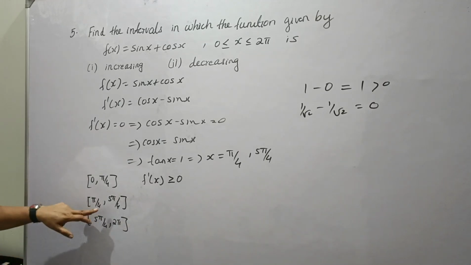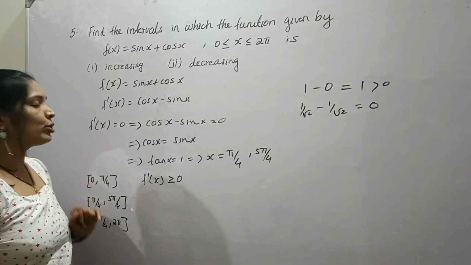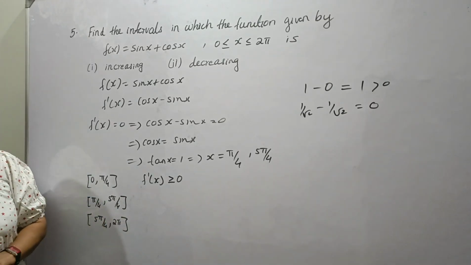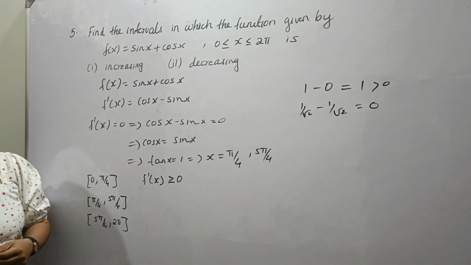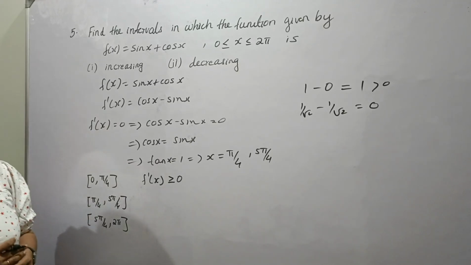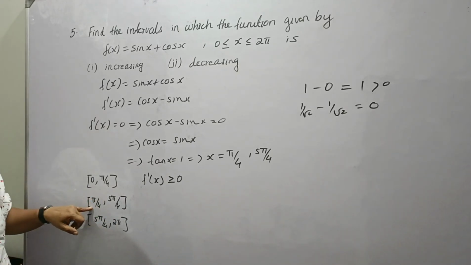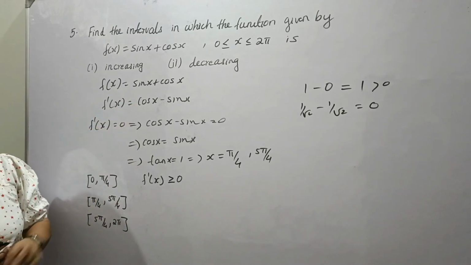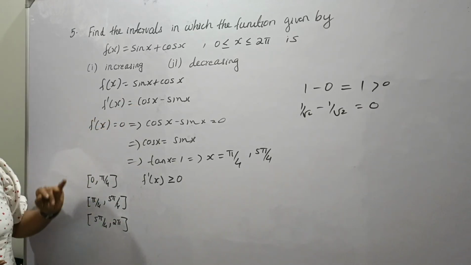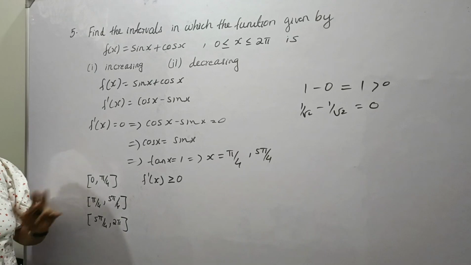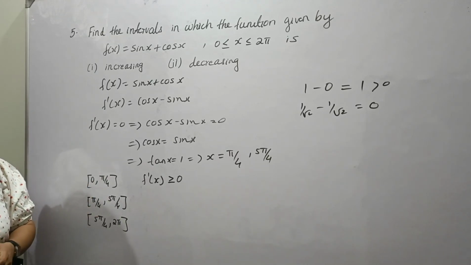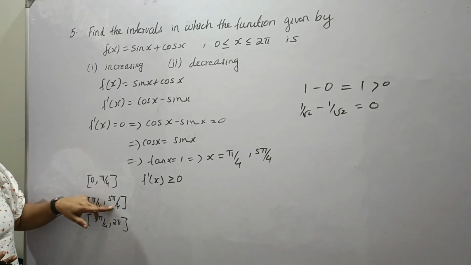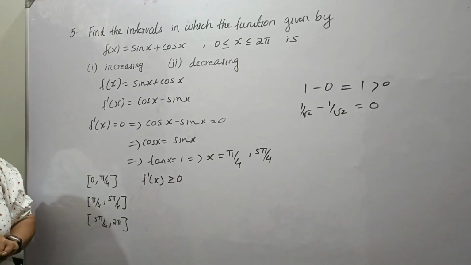Okay. So after that, in this interval pi by 4 to 5 pi by 4. See, pi by 4 to 5 pi by 4 means we know that when x is equal to pi by 4 it will be 0, right? Because cos pi by 4 is 1 by root 2, sin pi by 4 is 1 by root 2. So 1 by root 2 minus 1 by root 2 is 0. Okay. Then let's take x is equal to 5 pi by 4.